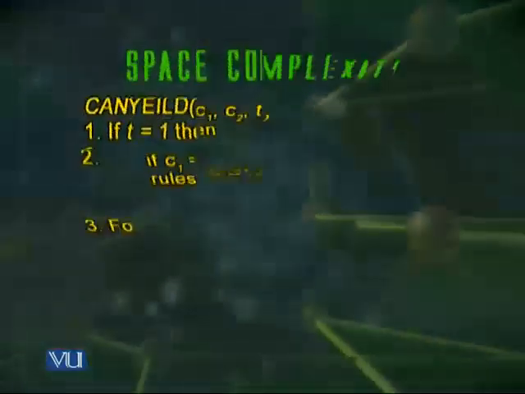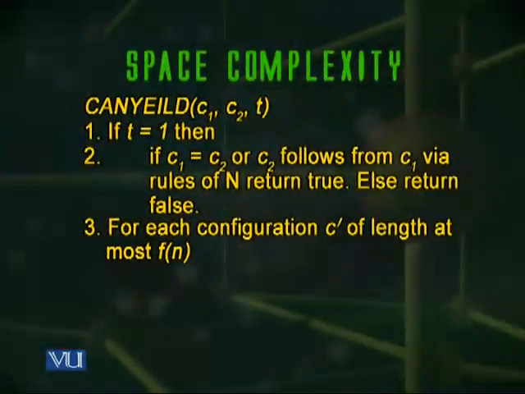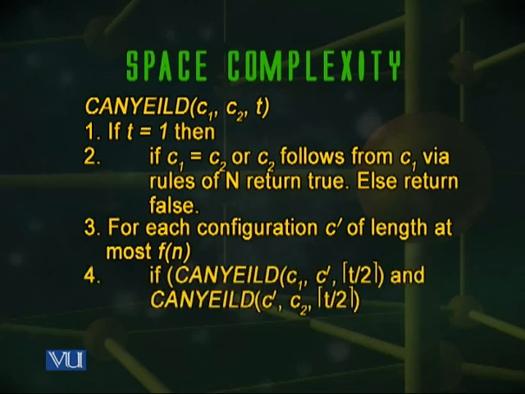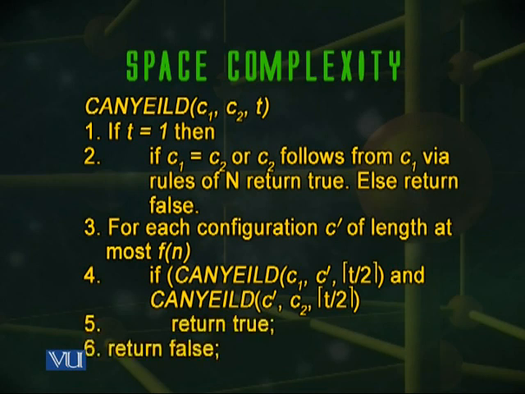Now for the next case. Suppose t is greater than or equal to 2. Then what we do is we take every configuration C' of length at most f(n), and we check if we can yield from C1 to C' in at most t/2 steps, and if we can yield from C' to C2 in at most t/2 steps. If we can, then we return true. But if this fails for all possible configurations C', then we return false.